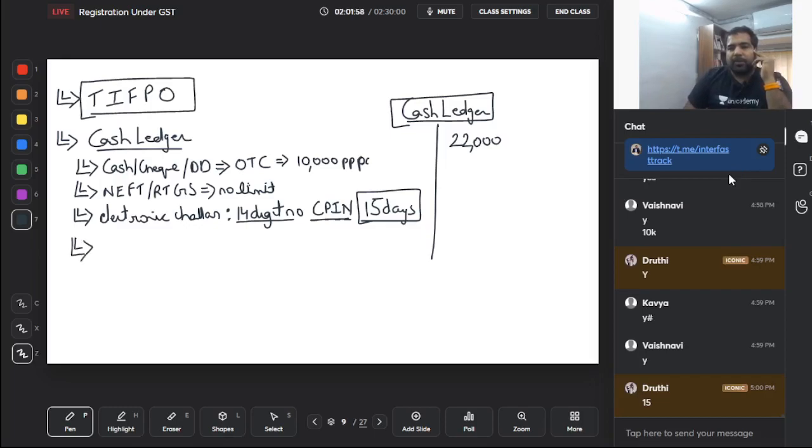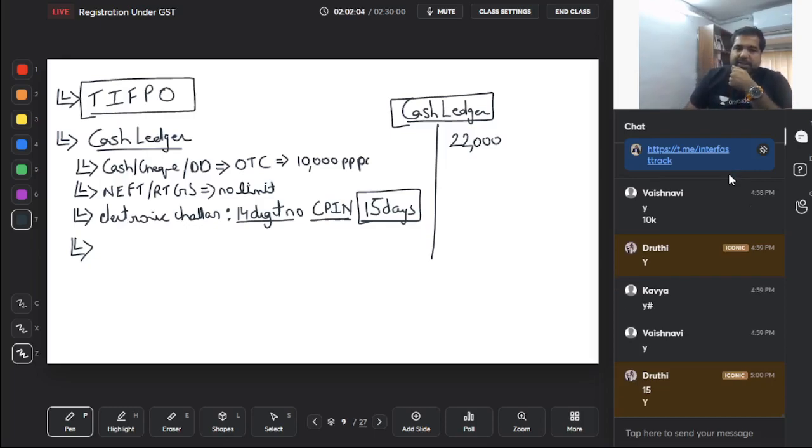finally, can you pay money using the challan? Yes, you take that slip, you take 22,000 and you go to the cashier. Same way, you can use this challan to pay the money, and when you actually pay the money using the challan, they give you a SIN number.